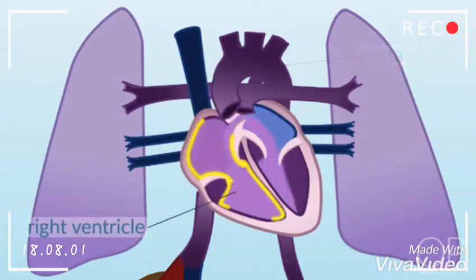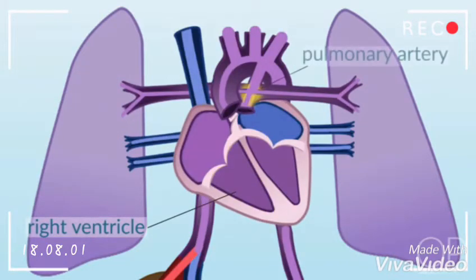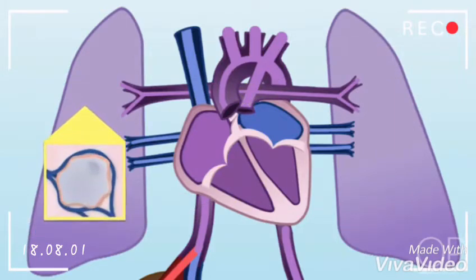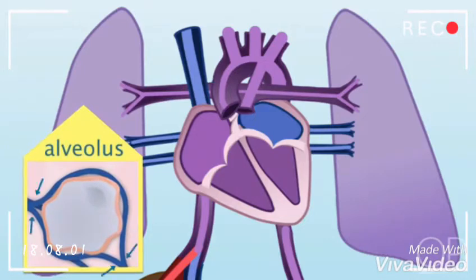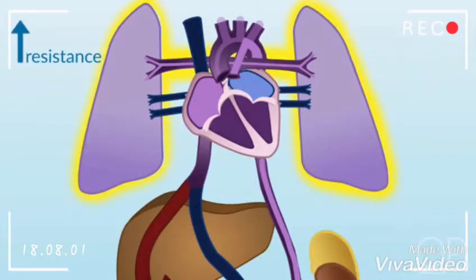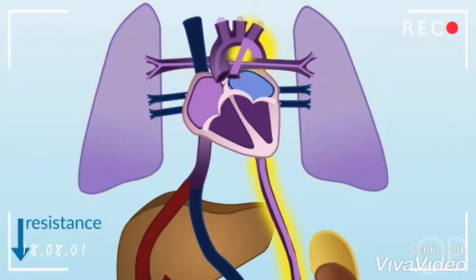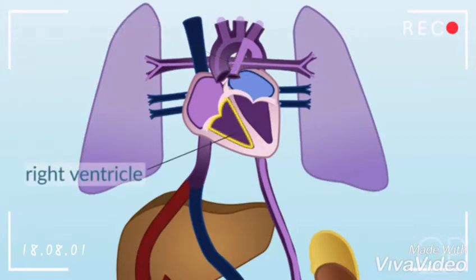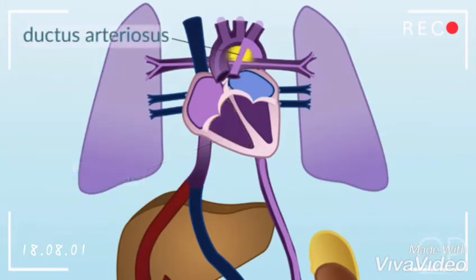Blood that flows into the right ventricle is then pumped into the pulmonary artery. Because the lungs are fluid-filled instead of air-filled, the vessels in the lungs are narrow, creating higher resistance to blood flow into the lungs. Due to this high resistance to blood flow in the pulmonary circulation, blood pumped into the pulmonary artery by the right ventricle is more likely to flow into the ductus arteriosus and then into the aorta.